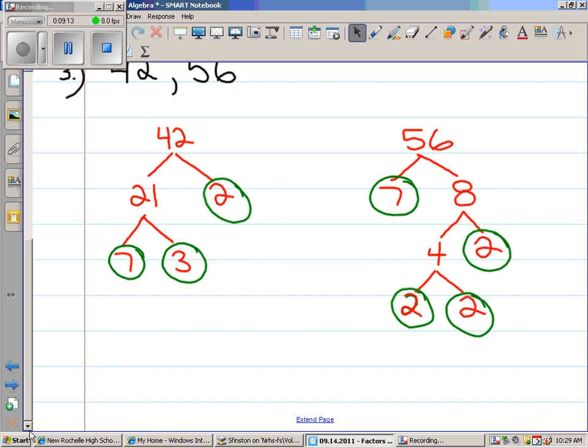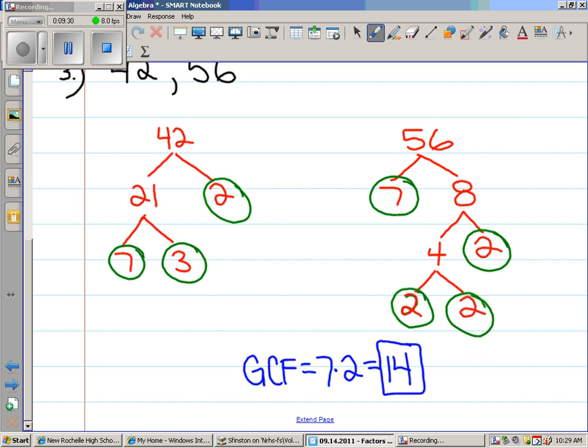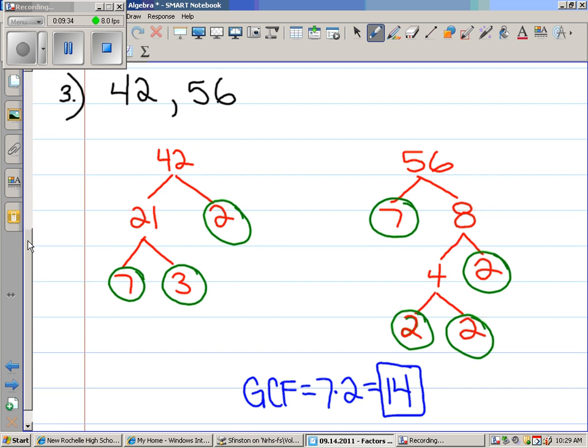All right. So there you go. There's all of our prime numbers. Now, which ones do they have in common? 7 and 2. So the GCF is going to be equal to 7 times 2, and the GCF of those is 14. 14 is the greatest common factor of 42 and 56.